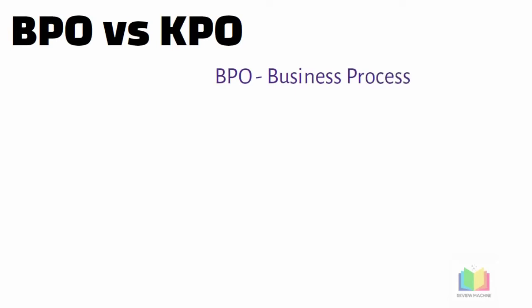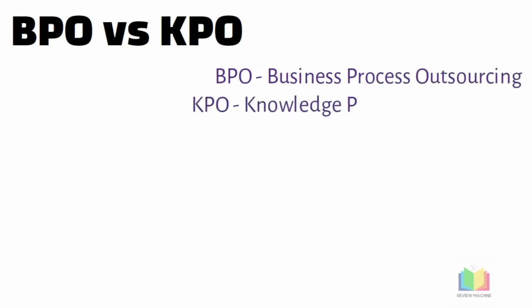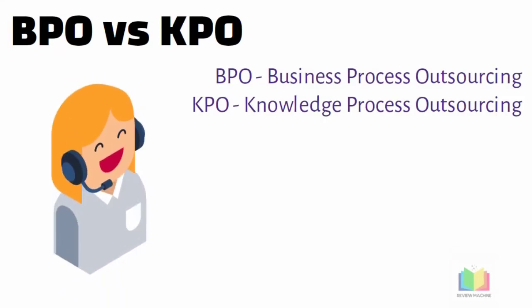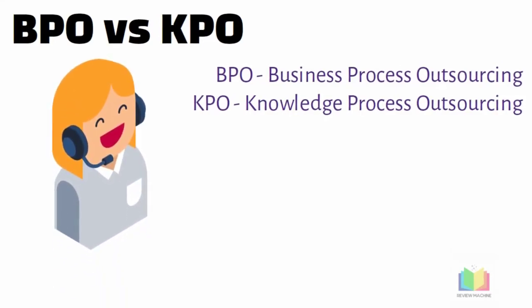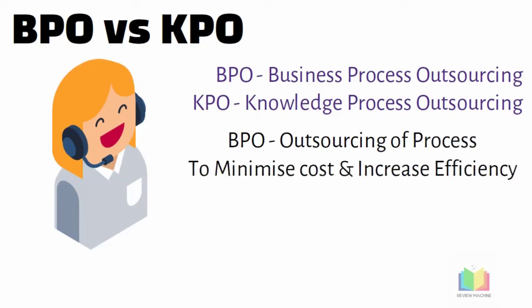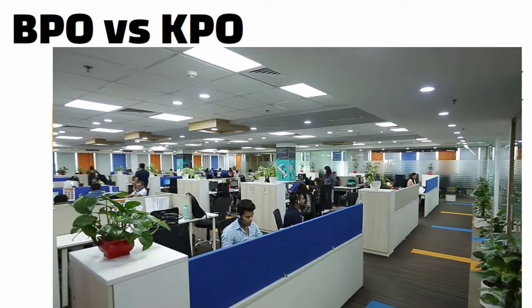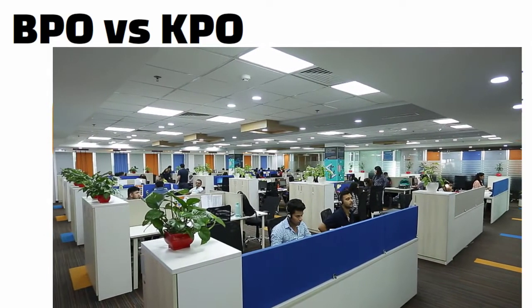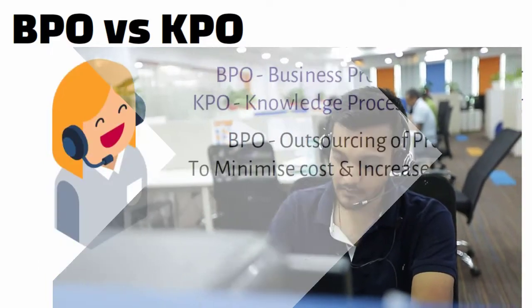BPO stands for Business Process Outsourcing and KPO stands for Knowledge Process Outsourcing. So first let us define what is BPO. BPO is outsourcing of any process to a third party or external organization to minimize the cost of our own organization. Here, the third party service provider is employed to carry out one or more business functions in a company. So what is BPO used for?